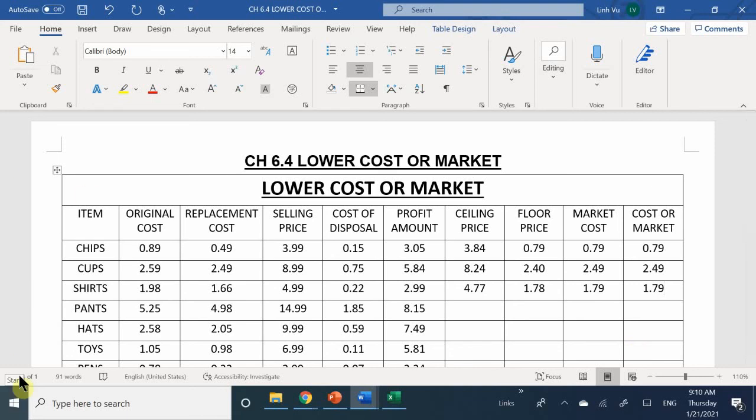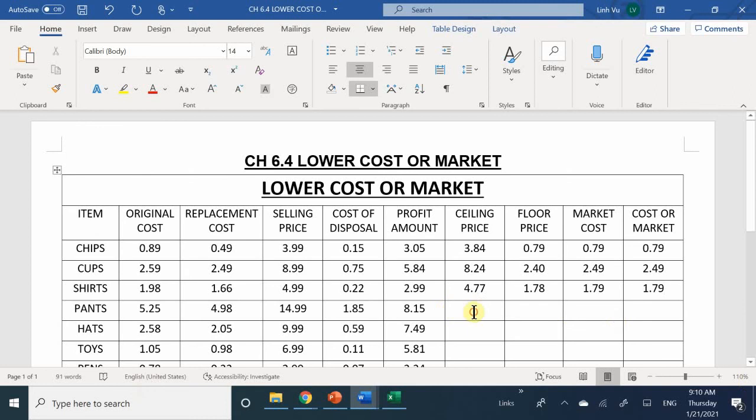Now here we have pants. We originally bought them for $5.25, and now the market says it should be $4.98. I originally sell them at $14.99, and it's going to cost me $1.85 to dispose of them. I want to make at least an $8.15 profit off of them.